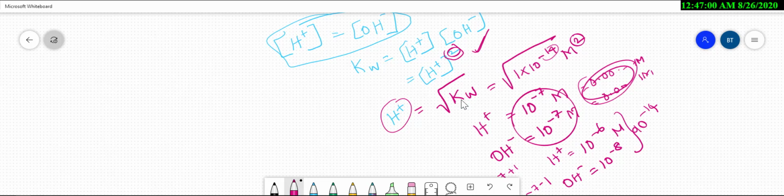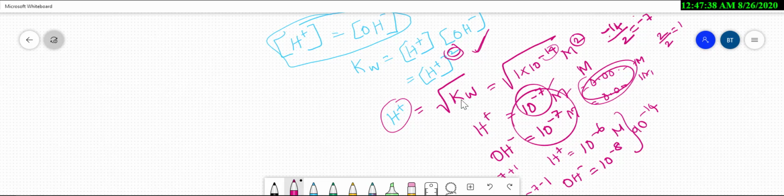Now what does it become? If you take the square root of 1 into 10 power minus 14, for powers of 10 in a square root, you just have to divide the power by 2. For 10 power minus 14, minus 14 divided by 2 becomes minus 7. So 10 power minus 7 M. Similarly for M square, the 2 divided by 2 becomes 1, and M to the 1 is just M. So the H plus value is nothing but 10 power minus 7 M.